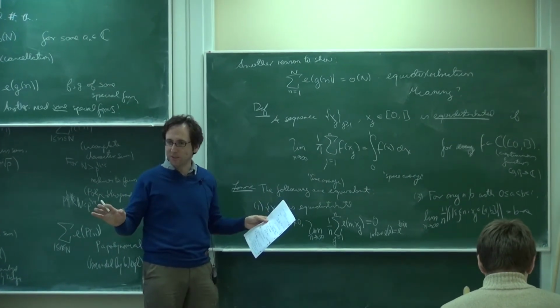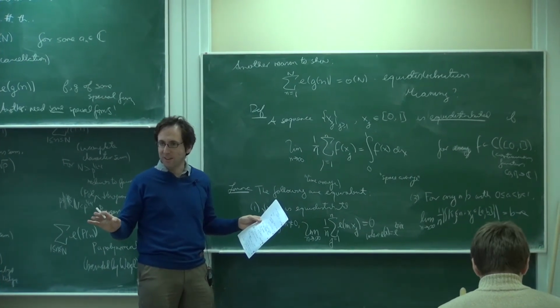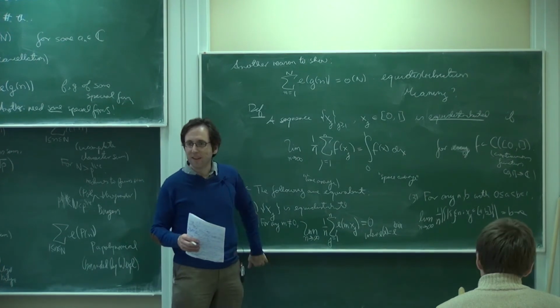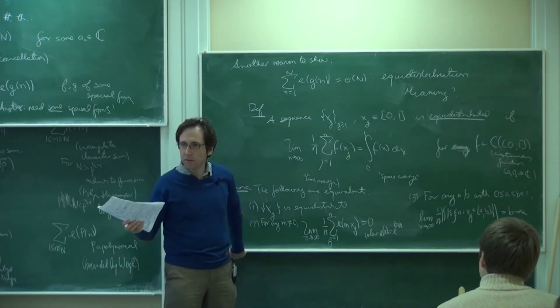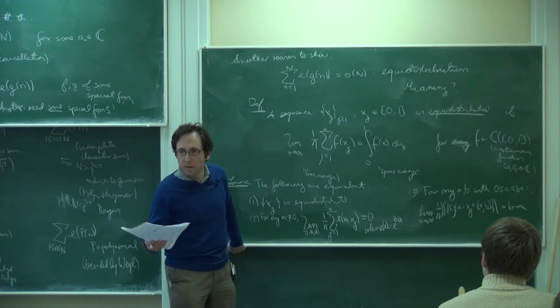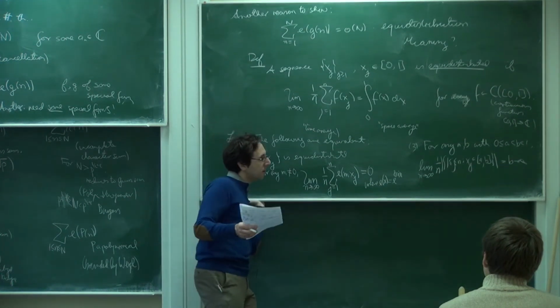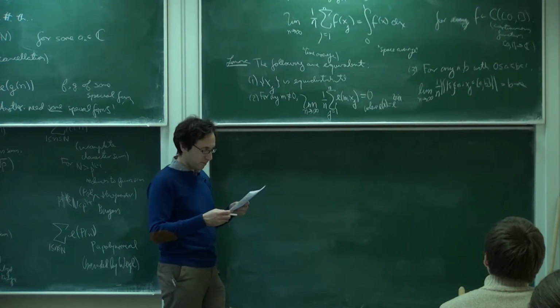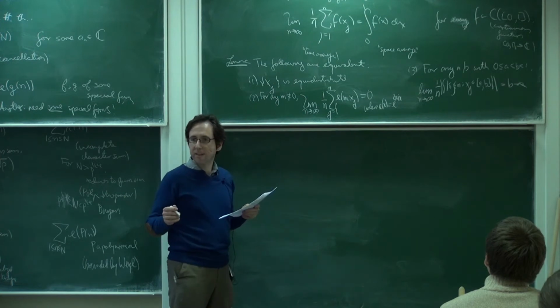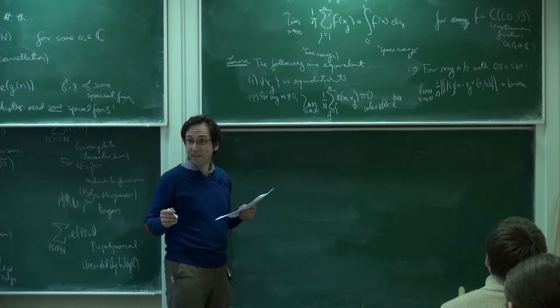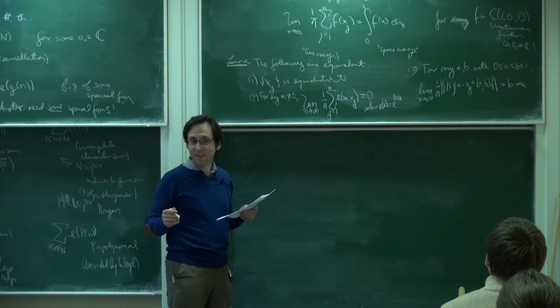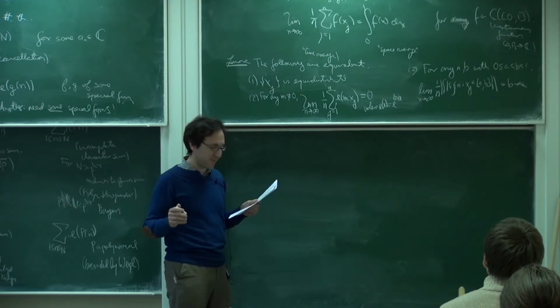And what would be the Russian word for equidistribution then? Равномерное распределение. Да. Последовательность равномерно распределена на отрезке 0,1. That's very long. We will have to write it somewhere at the end.